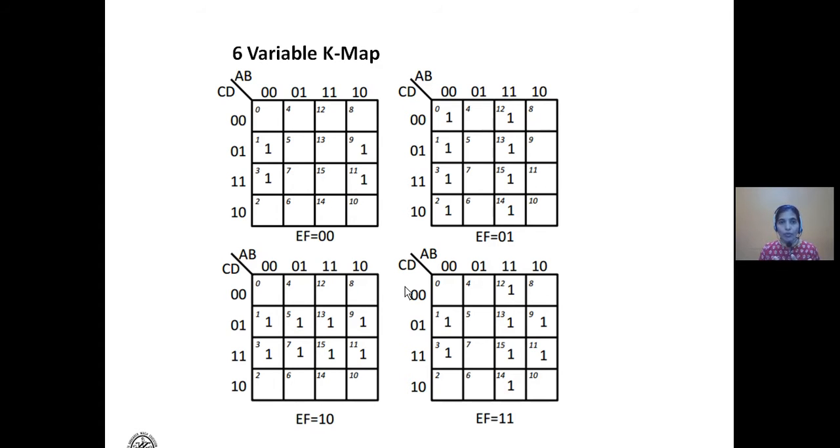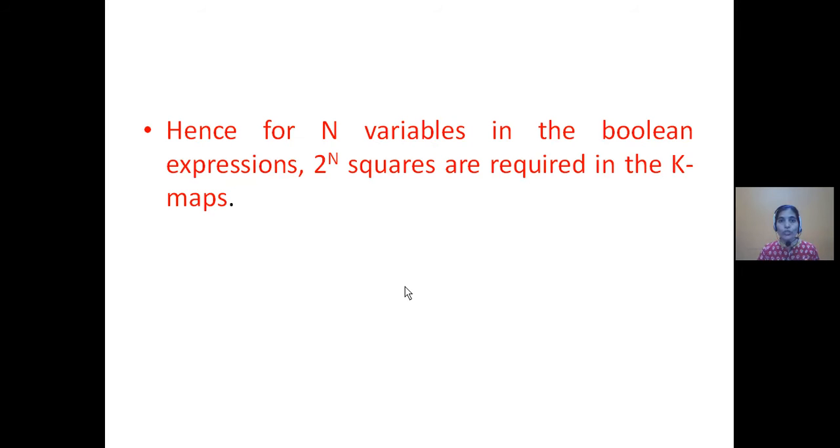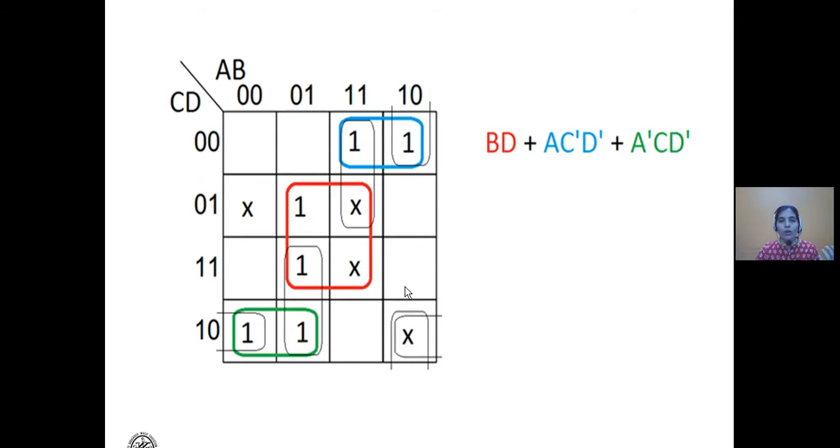And as the number of variables increases, the number of squares required would also increase. So the proportion is 2 raised to n. If there are n variables, the number of squares required would be 2 raised to n. This becomes very tedious when the number of variables is 8, 9 or more than that, and the graphical interface becomes very difficult to handle and then further minimize the terms. Also, let's look at one more point of view.